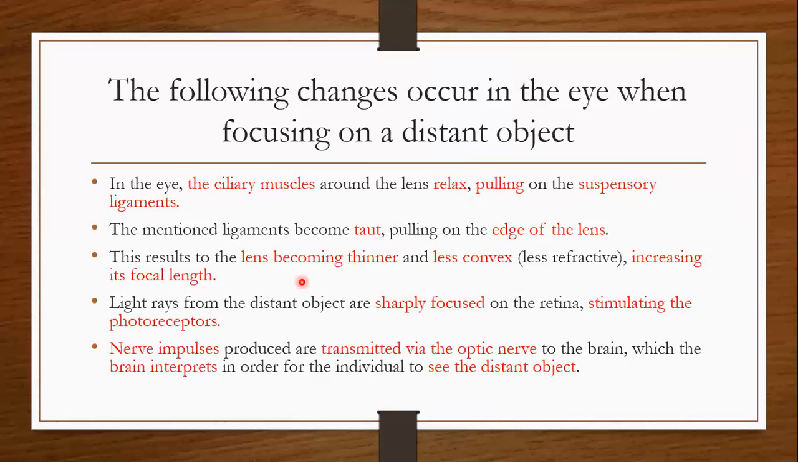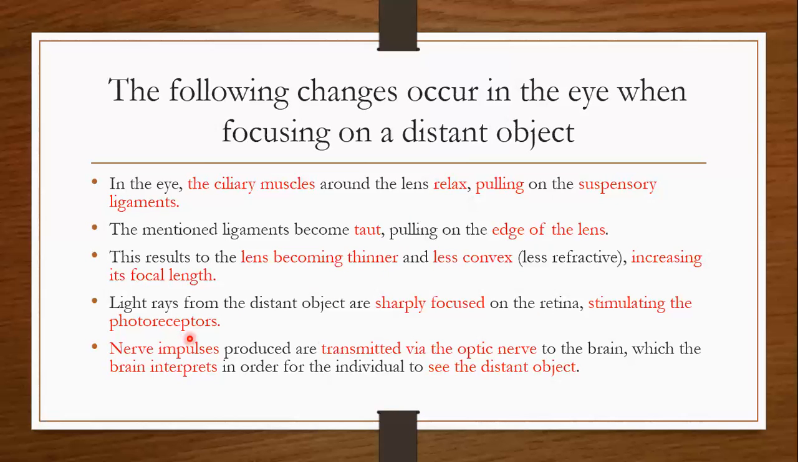As a result, the lens becomes thinner and less convex. So its focal length is increased, and light rays from the distant objects are sharply focused on the retina, stimulating the photoreceptors.